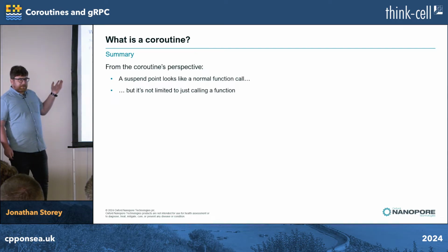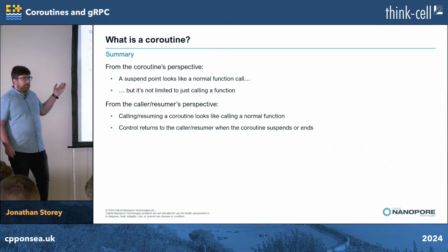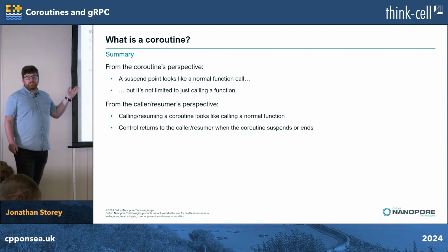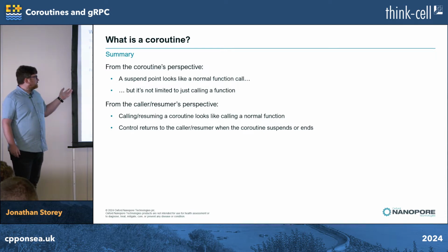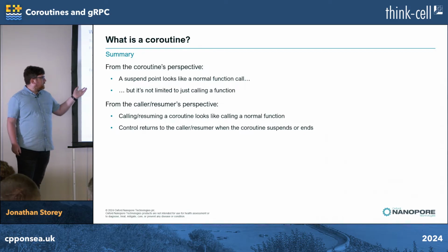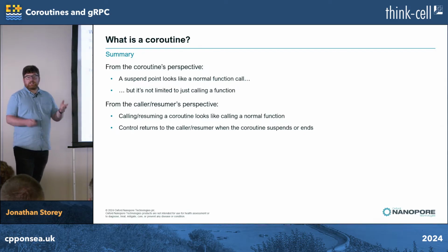So from the coroutine's perspective, this is what we just covered. A suspend point looks like a normal function call, but it's not limited to just calling a function. From the caller or resumer's perspective, calling or resuming a coroutine looks like calling a normal function, and control returns to the caller or resumer when the coroutine suspends or ends, just like a normal function call.